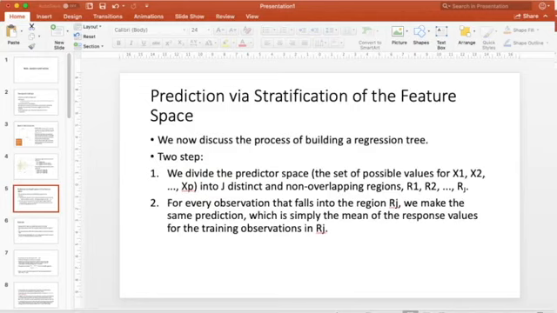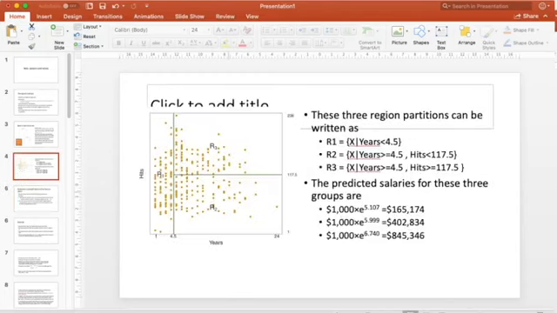Okay, so now let us discuss the process of building the regression tree. It involves 2 steps. Number 1 is we divide the predictor space, which is the set of all possible values for x1, x2, and all the predictors that we have, into j distinct and non-overlapping regions, R1, R2 until Rj. In this case we have 2 x variables, x1 and x2, so we can put it into this scatter plot, years and also hits, and from here it's easier to see because we only have 2 variables.